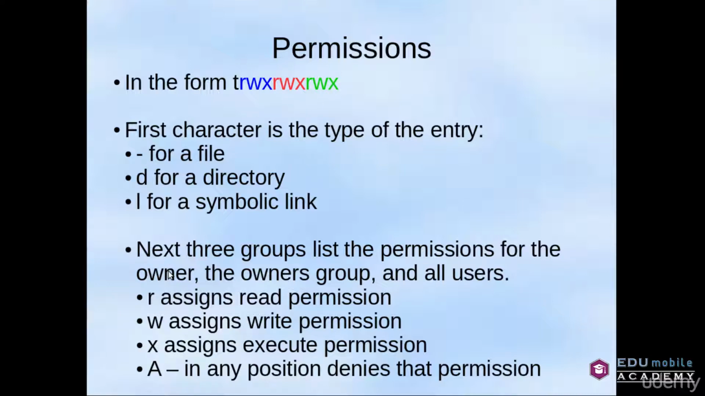So if they have an r, this assigns read permission to the file, w assigns write permission to the file, and x assigns execute permission for the file. In other words, it can be executed like a shell script. And a dash in any position denies that permission. So the permissions are always given in read, then write, then execute order for, in order, the owner, the owner's group, and then all other users.